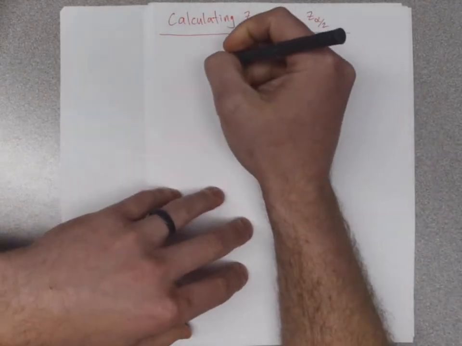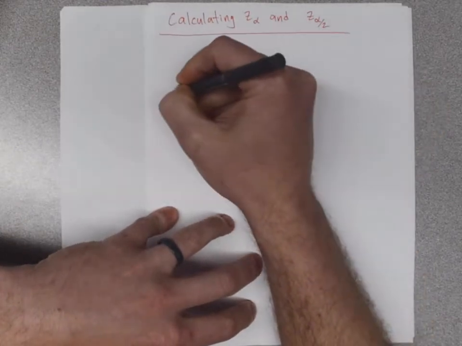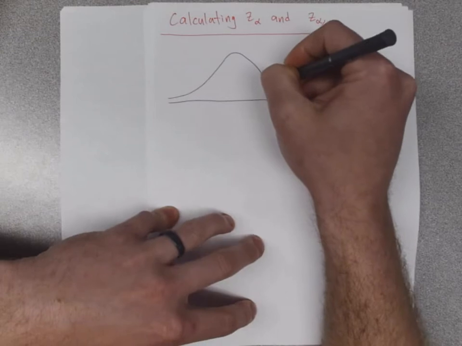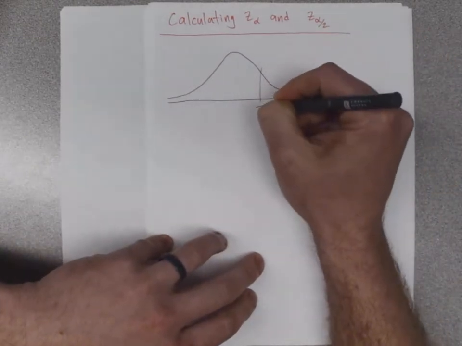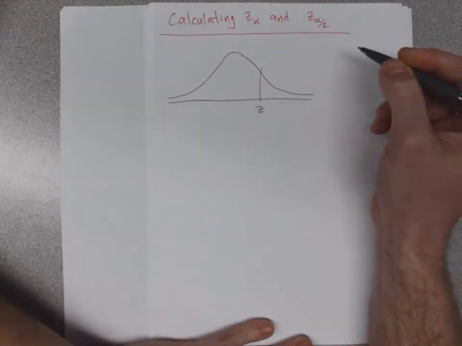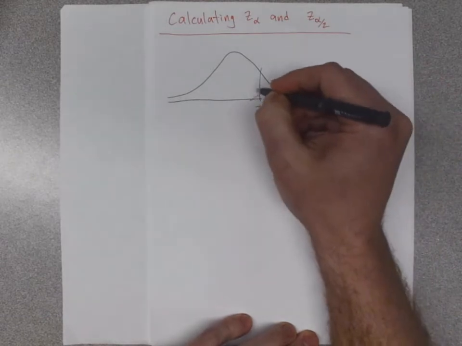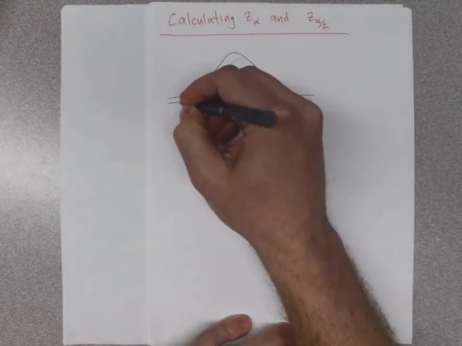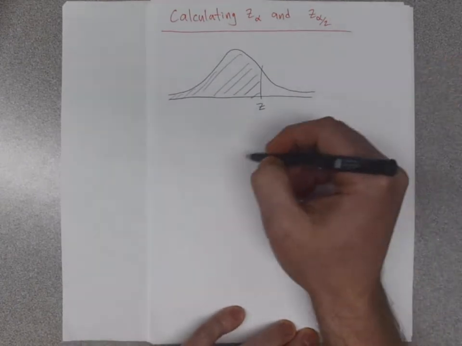So in this video, what I want to talk about is how to calculate Z alpha and Z alpha over 2. And so let's start out by just looking at our typical Z, what we've known previously. So we have our normal curve, and let's just say we have a Z value here. So when we find Z, that means we are finding the probability, the proportion that is less than Z. So when we look this up in the Z table, that's the value we find. That's the proportion we find.